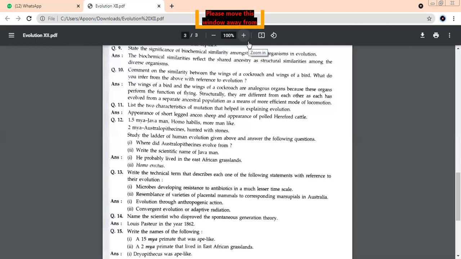Ate meat. After this, Homo erectus probably ate meat. We are not sure, so probably they ate meat. Next, which is the next category we are going to discuss now? Homo sapiens neanderthalensis.